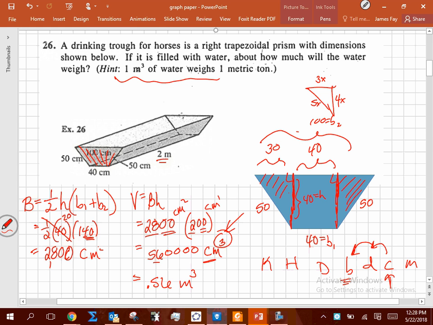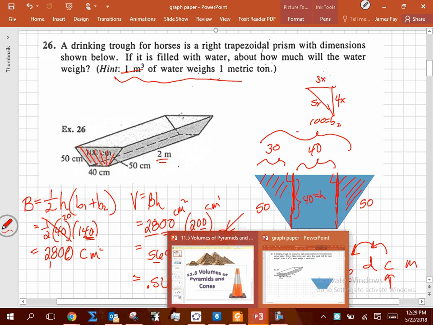Now it says 1 meter cubed equals 1 metric ton. Well, at 0.56 meters cubed, isn't that 0.56 metric tons? A 1-to-1 relationship there, right? For every 1 meter cubed, you have 1 metric ton.